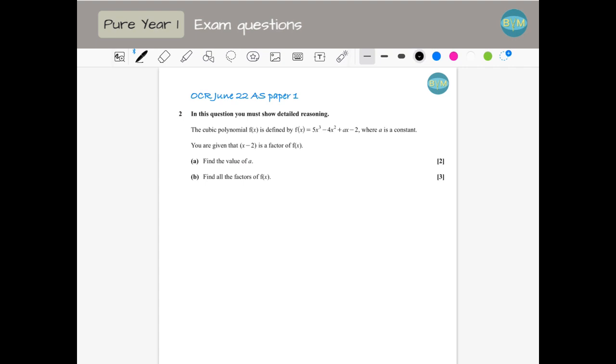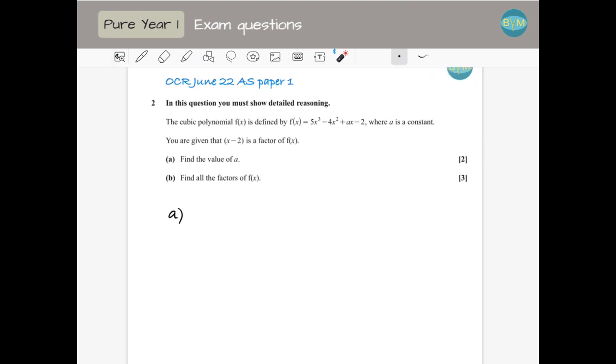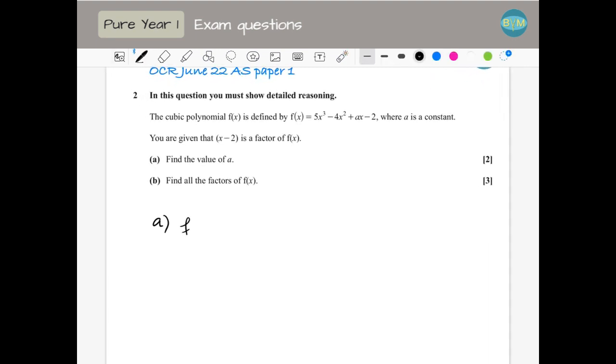So if you remember, the factor theorem says that if x minus 2 is a factor of a polynomial f, f of 2 is going to be 0. So that's what we are going to do. We are going to find f of 2, which will be in terms of a, and we are going to make that equal to 0. So we have 5 times 2 cubed, minus 4 times 2 squared, plus 2a minus 2, and that must be equal to 0. For your working out, it's okay if you write 5 times 2 cubed, you substitute, right?